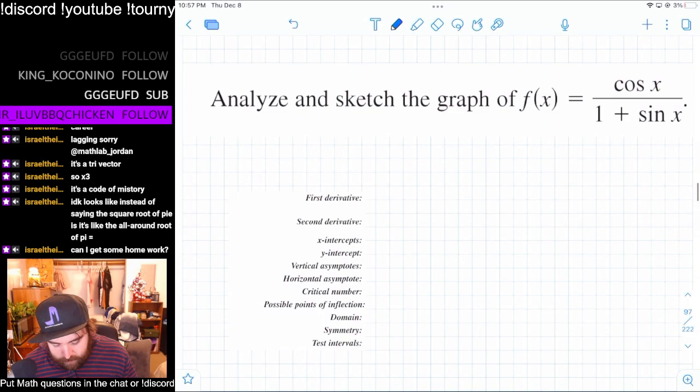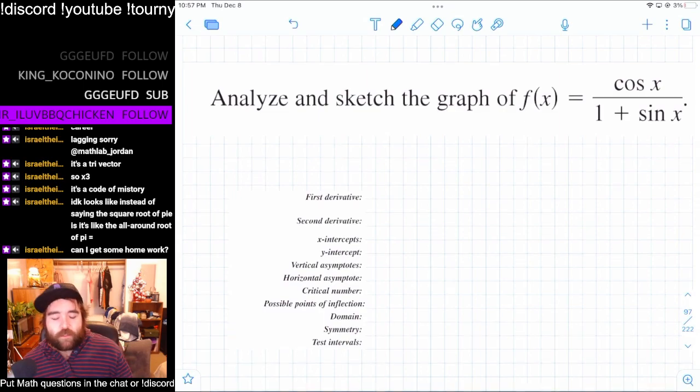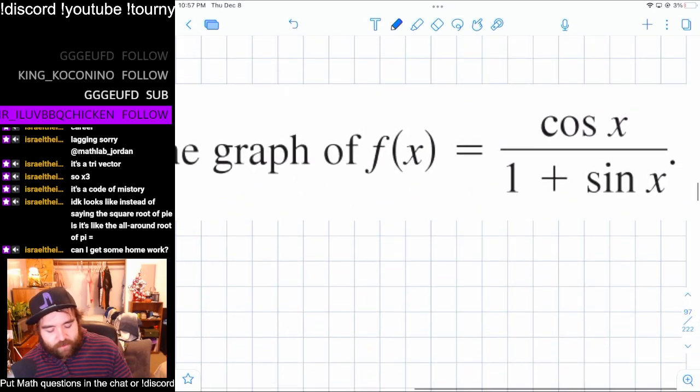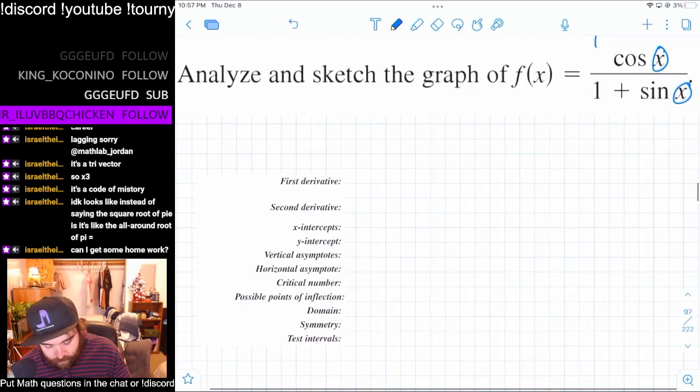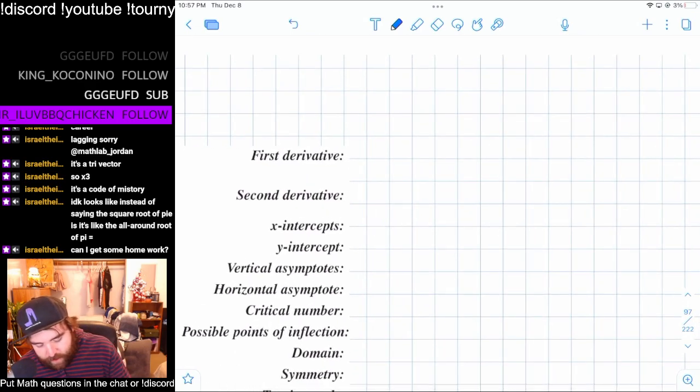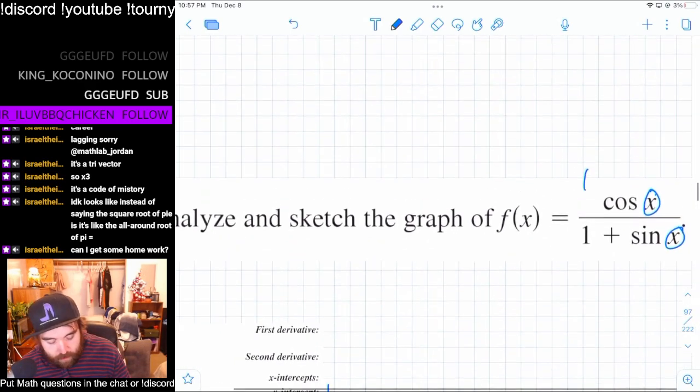So the x-intercepts. Let's do the y-intercepts first. So for the y-intercept, you just make x equal to 0. What do we get when we make x equal to 0? Cosine of 0 is 1. Sine of 0 is 0. So that's 1 over 1 plus 0, so that's 1. So we have a y-intercept of 1, (0, 1).